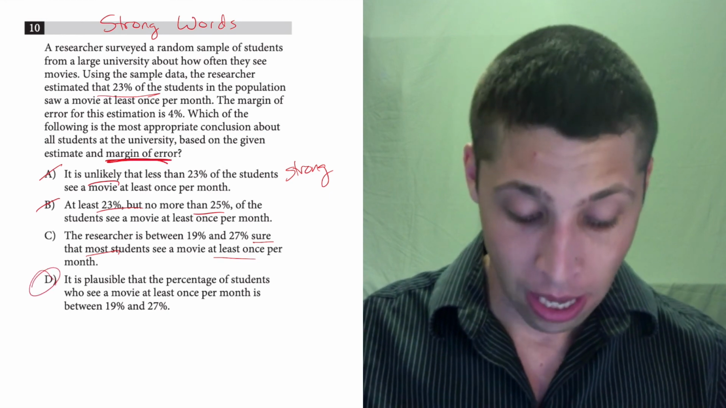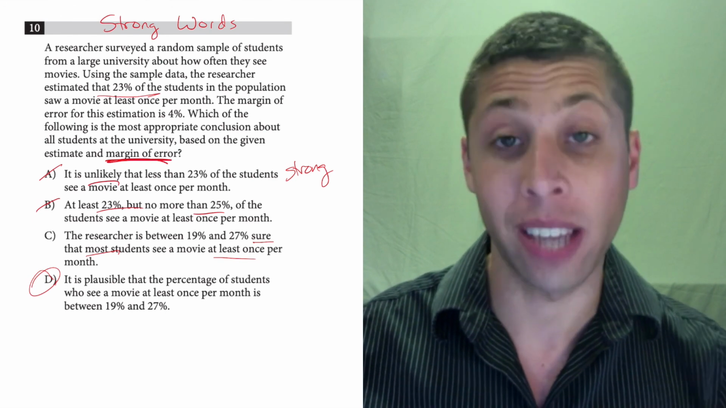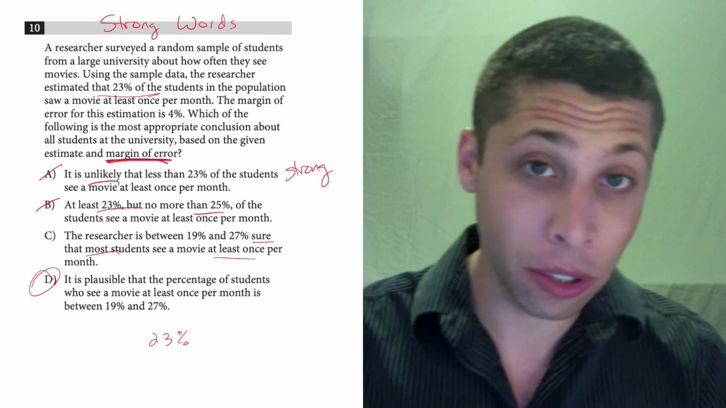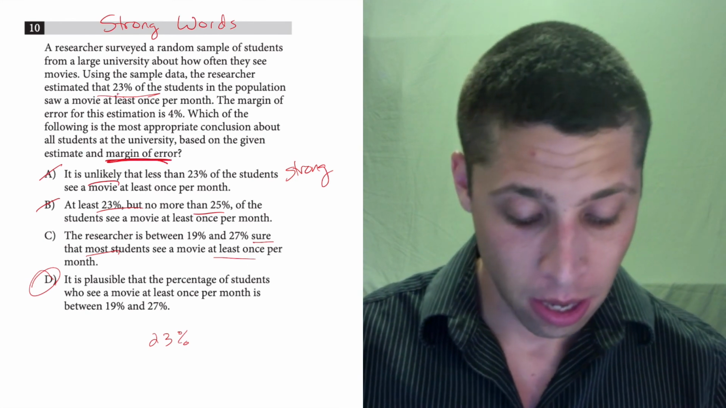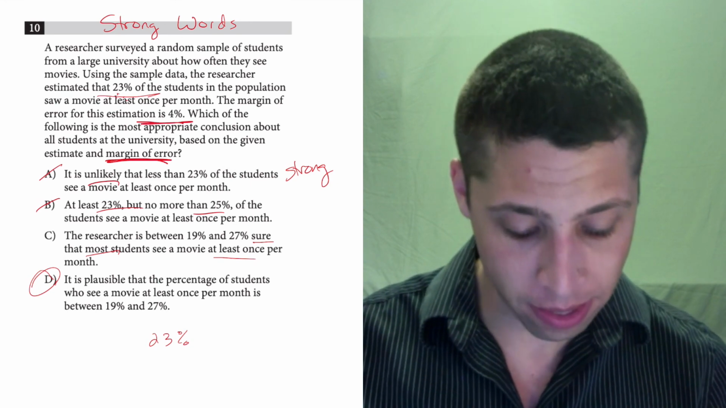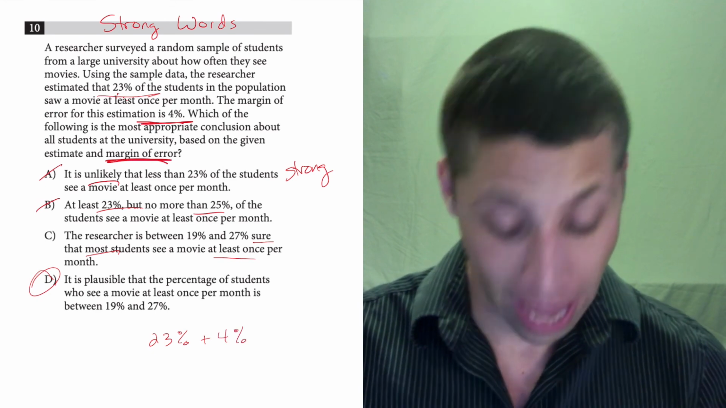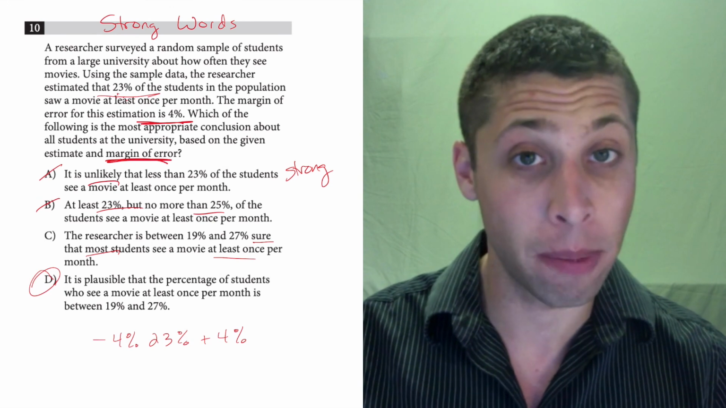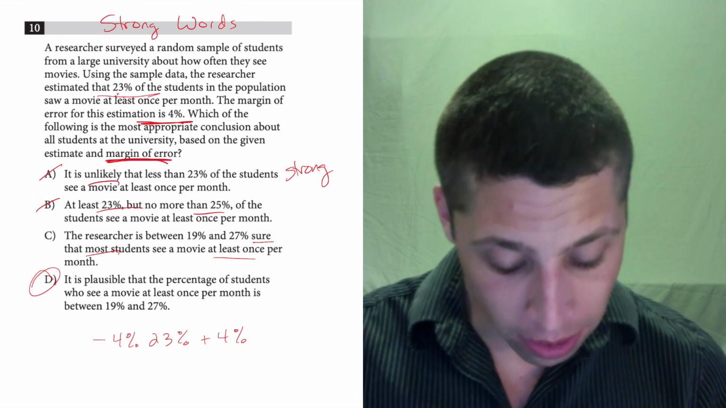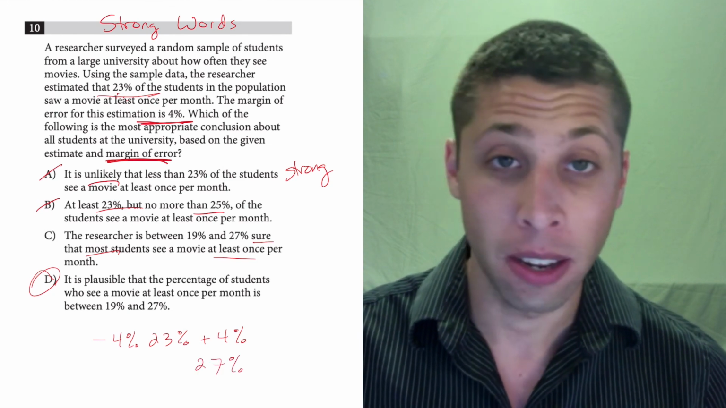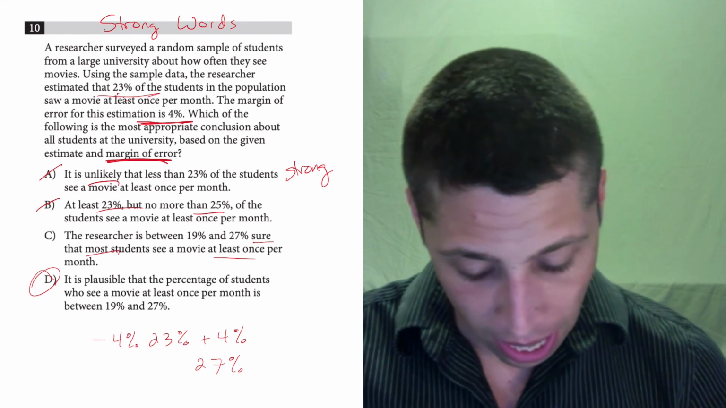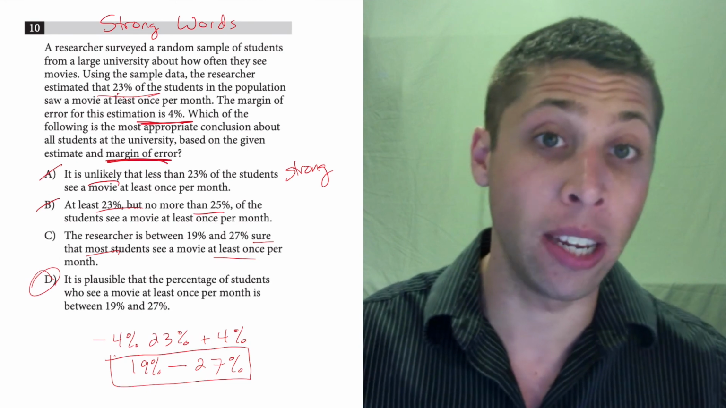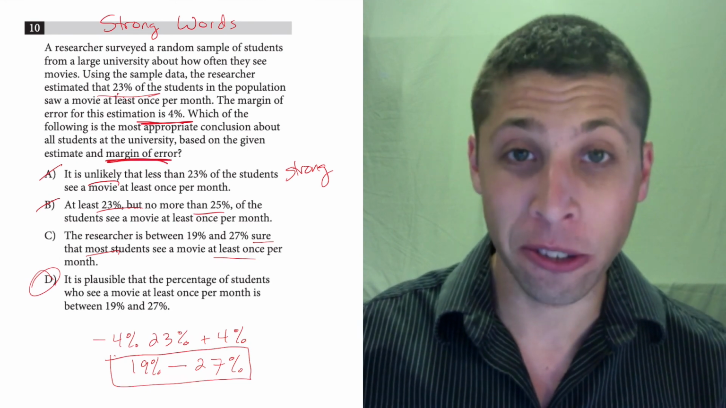So choice D is going to really get us to where we want to be. It is plausible that the percentage of students who see a movie at least once per month is between 19% and 27%. So where do those numbers come from? Well, if we are saying that 23% of students see a movie at least once per month, and we have a margin of error of 4%, what that means is we can have plus 4% and minus 4%, meaning in both directions we could be wrong. That was the problem with choices A and B. We could be wrong in both directions. It could be that there are actually 27% of people who see movies more than once a month. And it also could be likely that only 19%. So what margin of error really does is it gives us a range of possibilities. But it's also not a certainty.